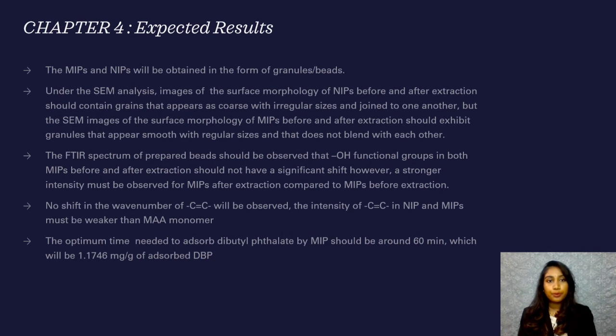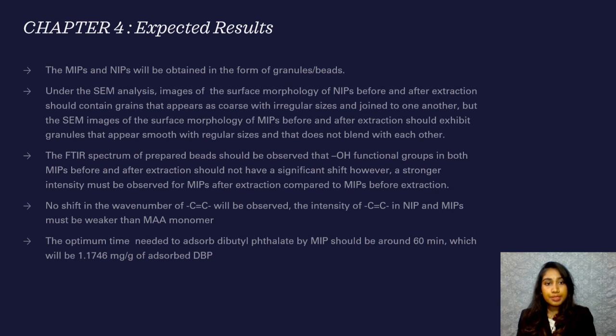Finally, we are at chapter 4, which is expected results. The MIPs and NIPs will be obtained in the form of granules or beads. Under the SEM analysis, images of the surface morphology of NIPs before and after extraction should contain grains that appear as cores with irregular sizes and joined to one another. The SEM images of the surface morphology of MIPs before and after extraction should show granules that appear smooth with regular sizes and that do not blend with each other.